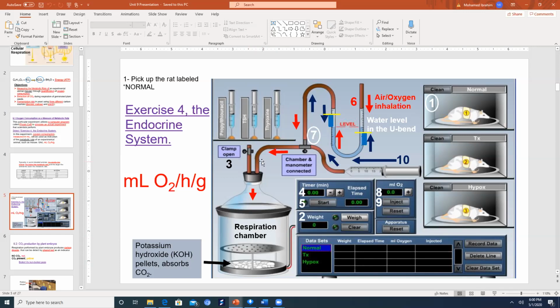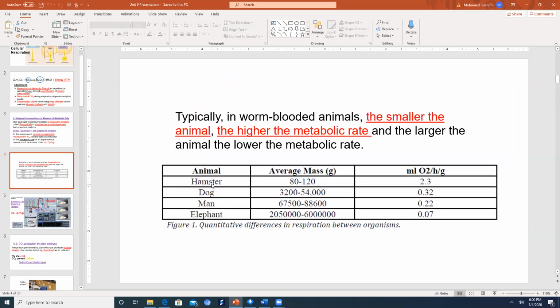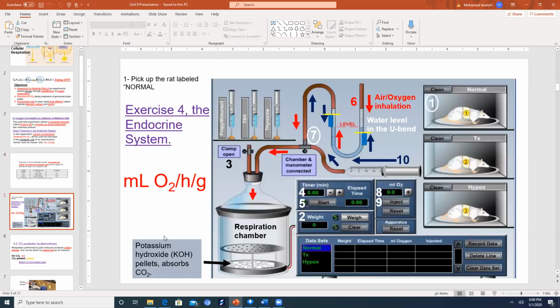Those are the 3 things that you need to know from this experiment: the unit for metabolic rate, the correlation between the metabolic rate and the size of the animal, and finally this potassium hydroxide, you need to know the name and what the function is.